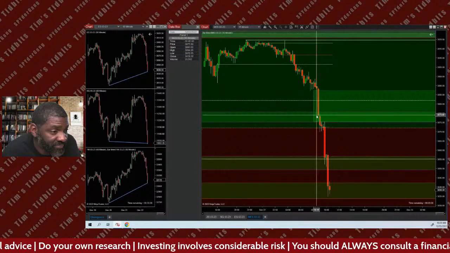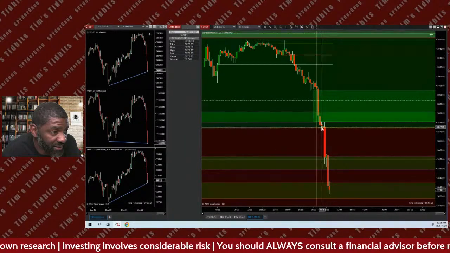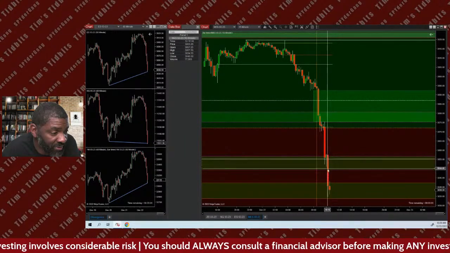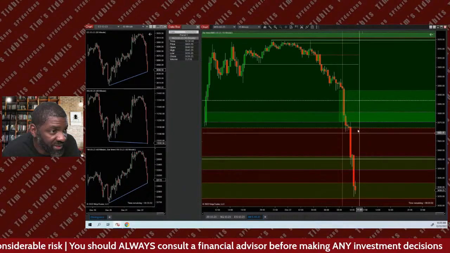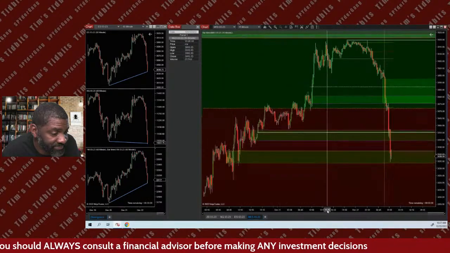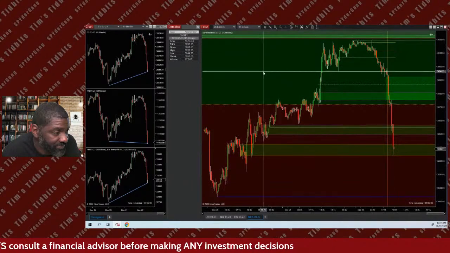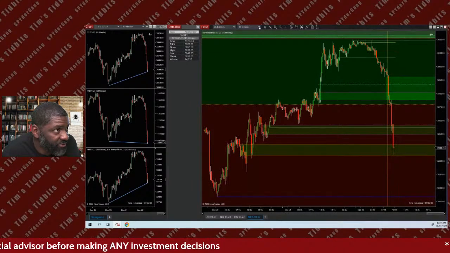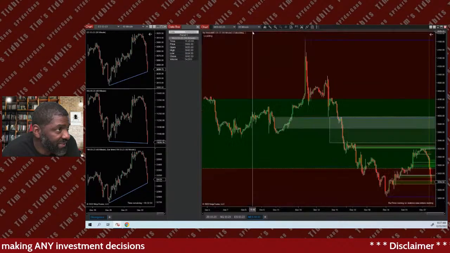Nothing. Not even on the 15-minute. We come down, pause, come down, pause, come down. No attempt to rally at all. The algos are in full control, melting down.